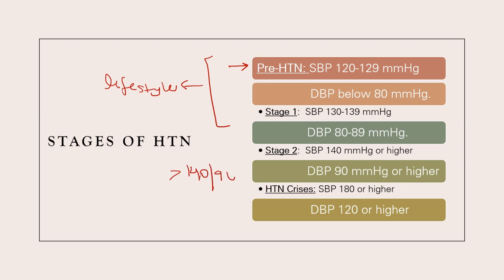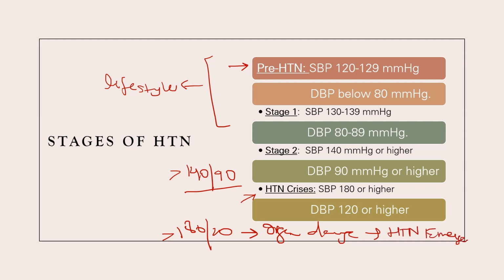whereas stage 2, in which the blood pressure is 140 over 90, is managed with pharmacotherapy or medicines. There is another stage, the hypertensive crisis, in which the blood pressure is above 180 over 120, and this can lead to organ damage or failure, which is also known as hypertensive emergency.